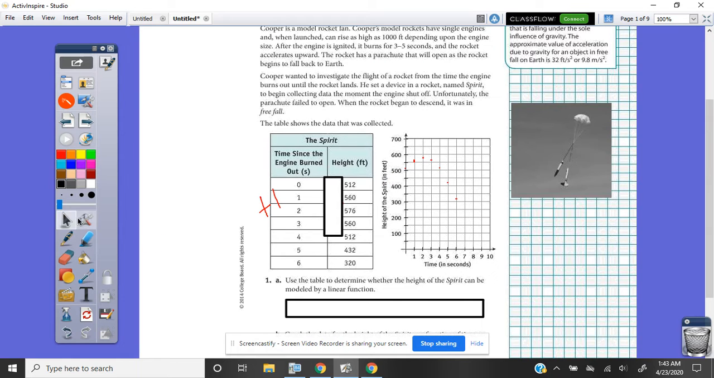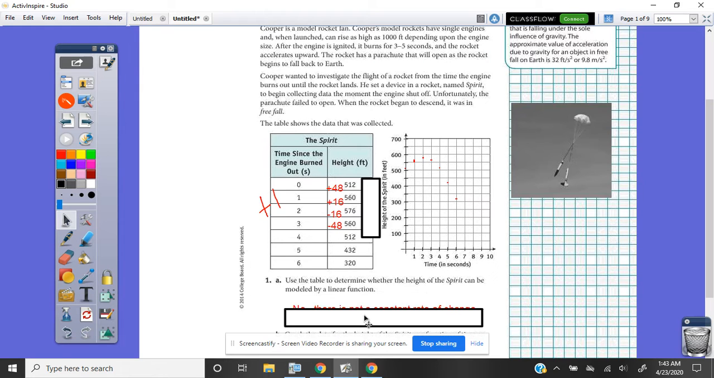But what about our feet column, the height? The height is not increasing by 1 or even at a constant rate of change. From 512 to 560 is an increase of 48. 560 to 576 is an increase of 16. 576 to 560, now we're decreasing by 16. So there is a pattern, but it's not constant. So number 1, is there a constant rate of change? No. So it cannot be linear.